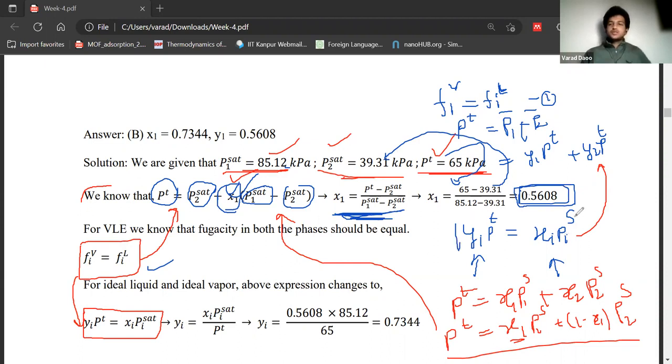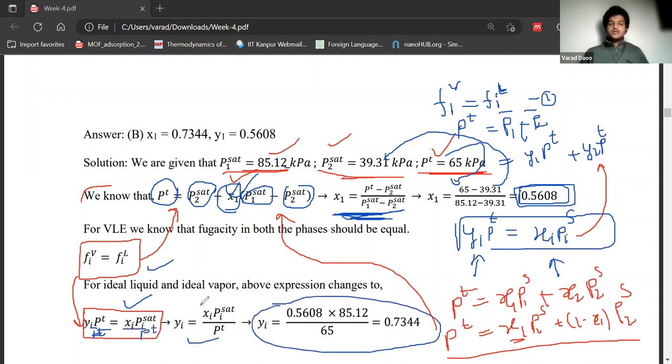Similarly, you then use this expression to rearrange and calculate yi. You can just divide both sides by Pt, and you end up with this expression. Just now we calculated x1, right? Pi s is already known to us, so is Pt. You just put in the known values and you'll be able to get the final answer.